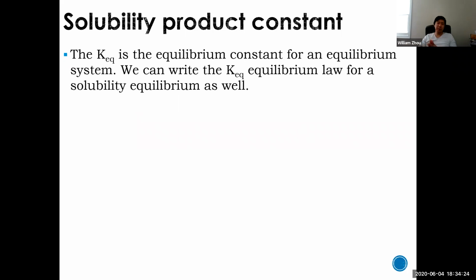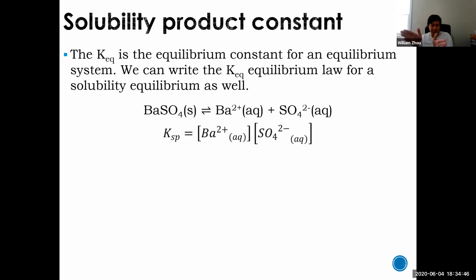All right, because we're still studying equilibrium, there's going to be KEQ. You can write the KEQ for this reaction here, the solution of barium sulfate. The KEQ, as you recall, is all the products divided by all the reactants. And there you have it. The product, barium ion times sulfate ion, divided by reactant. But wait, the reactant is a solid. We do not include solids and liquids in our KEQ expression, so that's gone.